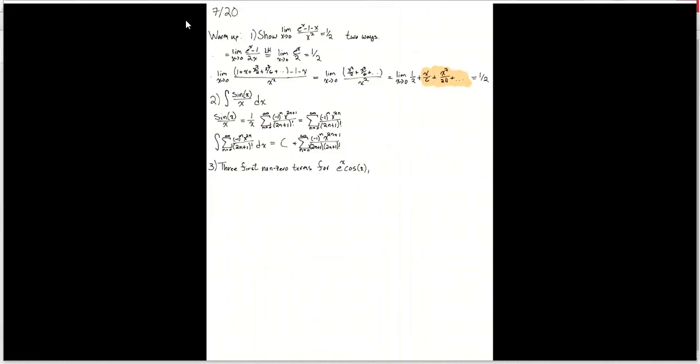So go ahead and take a few minutes. There's a few ways you can do this problem. So pick one and figure out the first 3 non-zero terms, and then we're going to talk about it in just a bit.